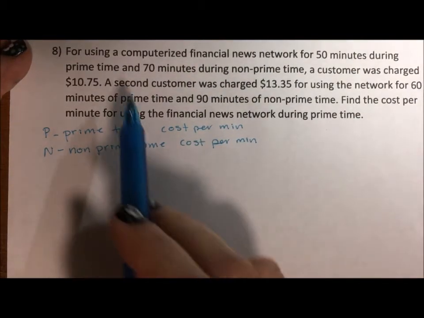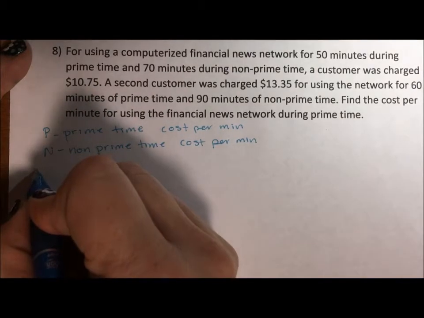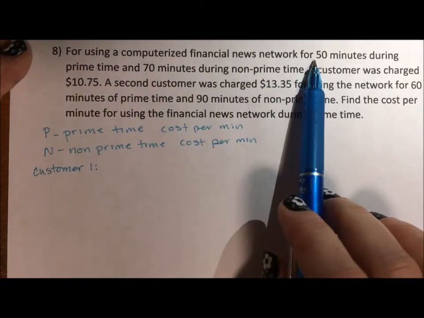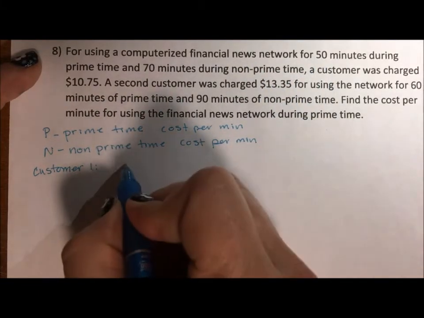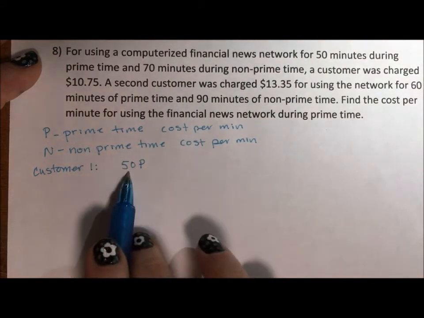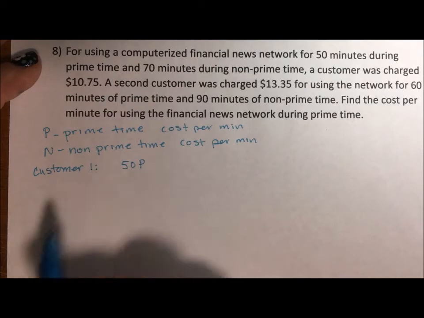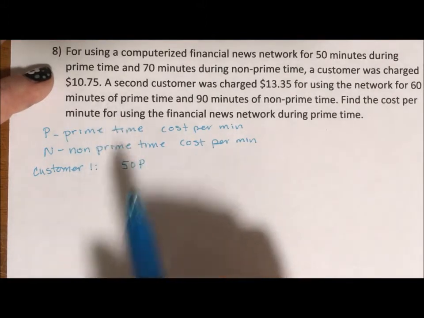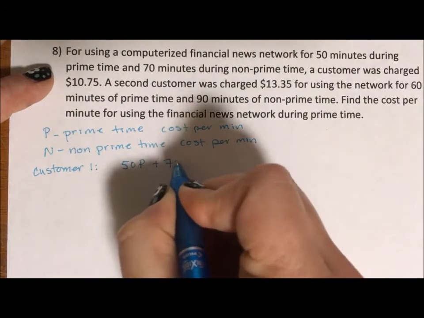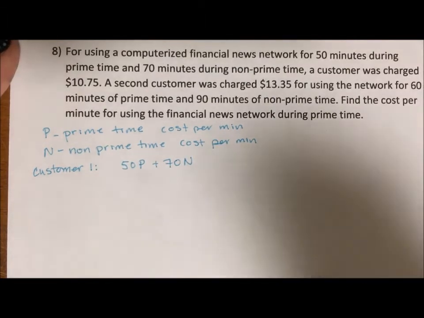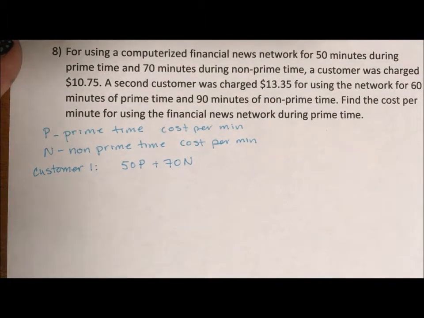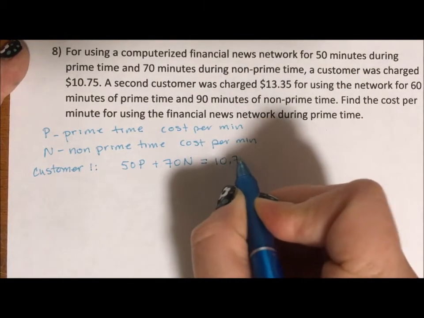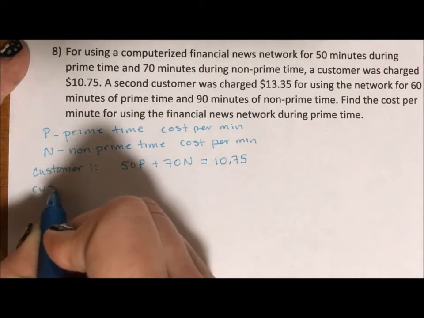So for the first customer, there are two customers in here. The first customer is on prime time for 50 minutes. So we take 50 times the cost per minute. 50 minutes times the cost per minute will get the cost they're charged for prime time minutes. And they are on the non-prime time for 70 minutes. So plus 70N will give us the amount that they're charged for non-prime time minutes. And then the total charge that the person's being charged is $10.75.